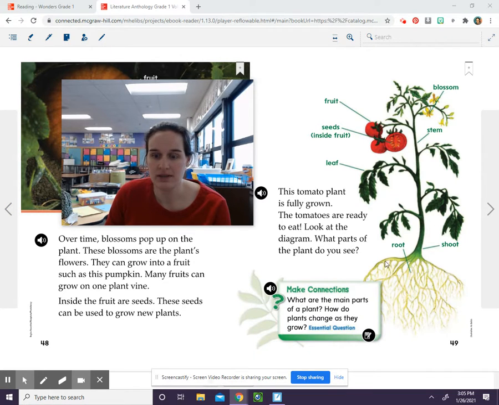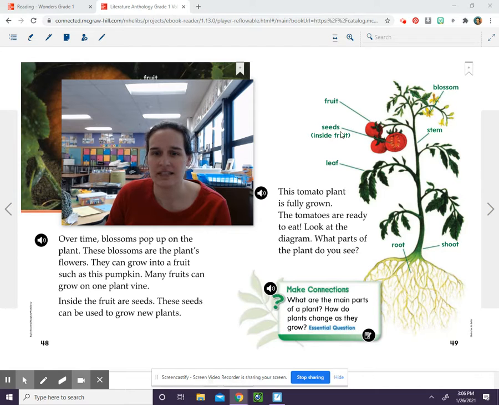We have the root down here. We have the shoot of the plant. Ooh, I didn't know that's what that was called. Here we have the stem. We have the blossom. That label points to the flower of the plant. Here it says fruit. Interesting. So it's pointing to the tomato, so that's called the fruit.